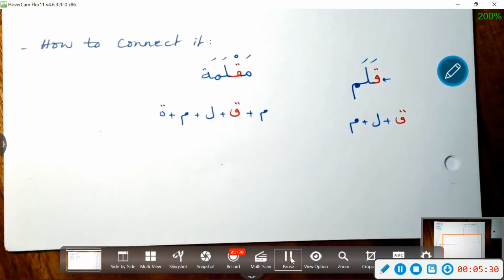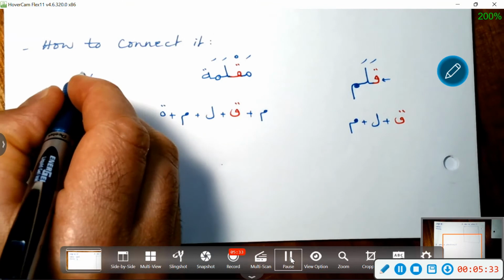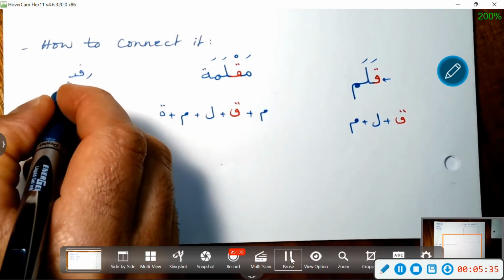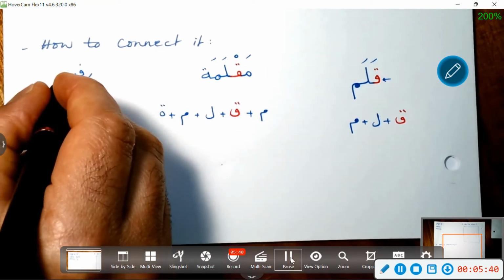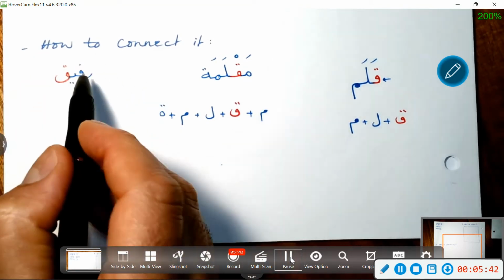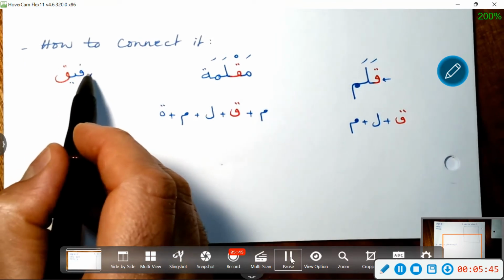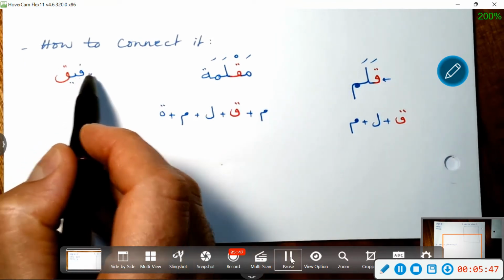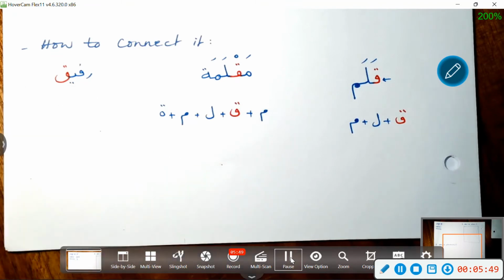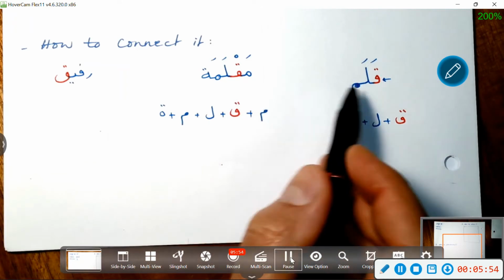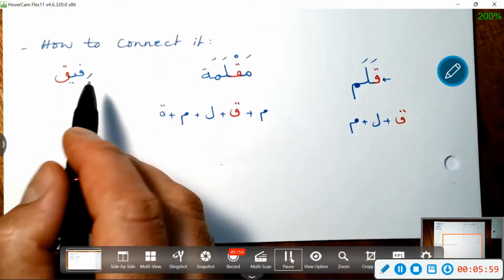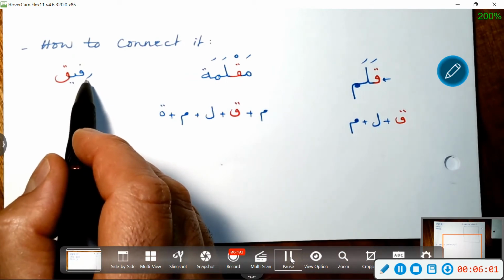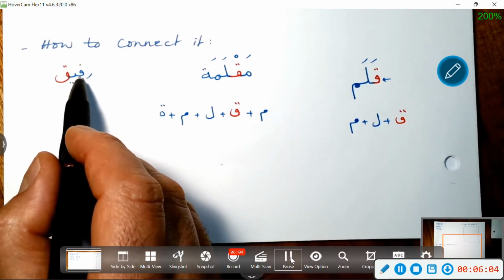At the end of the word, we have Rafiq. Now we have Fa and Qaaf at the same time. See, Fa, although it's in the middle of the word, because it's not connected to the letter before it, we write it with the neck. So whenever the Qaaf or Fa are not connected from the right side, because Ra doesn't connect to the left side, then we draw it like this.